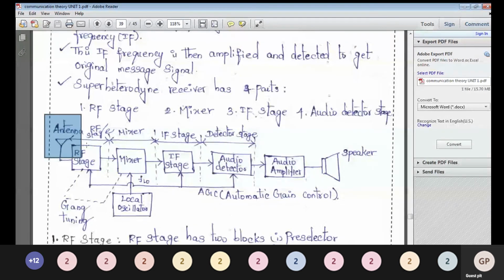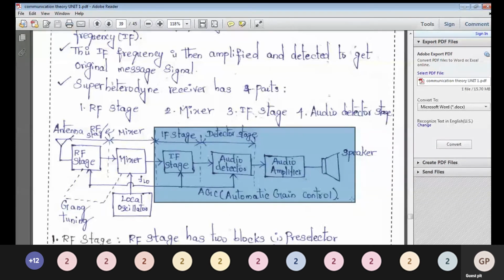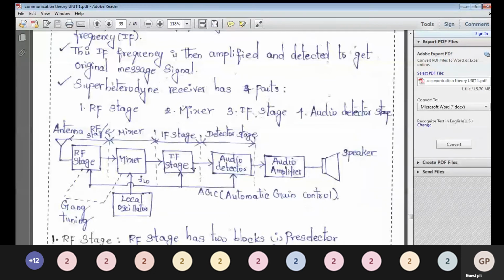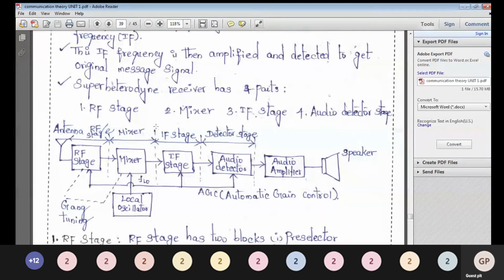Because whatever may be the incoming signal, that incoming signal is selected and converted into one fixed low frequency signal, then that low frequency signal is processed. So the second part is common for all types of receivers, for all types of frequency ranges. But it's not like that with the previous method. In the previous method, we have to change the frequency range of this stage and this stage and this stage also. So this block is not common. We have to design this block for different frequencies, but it's not possible. So we are doing this method.